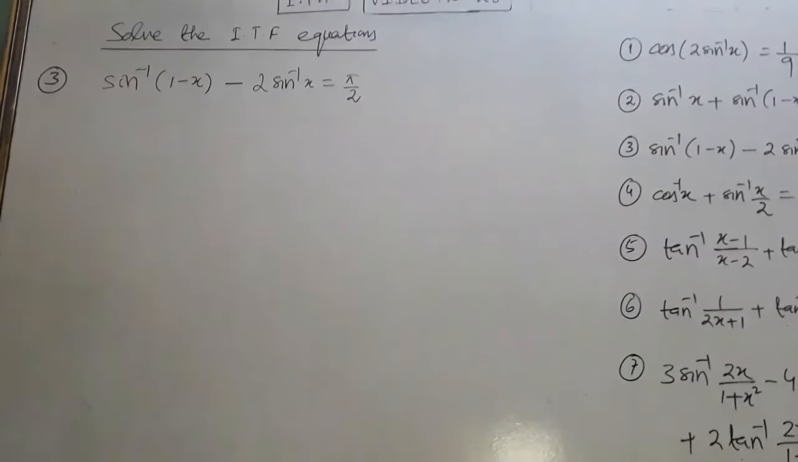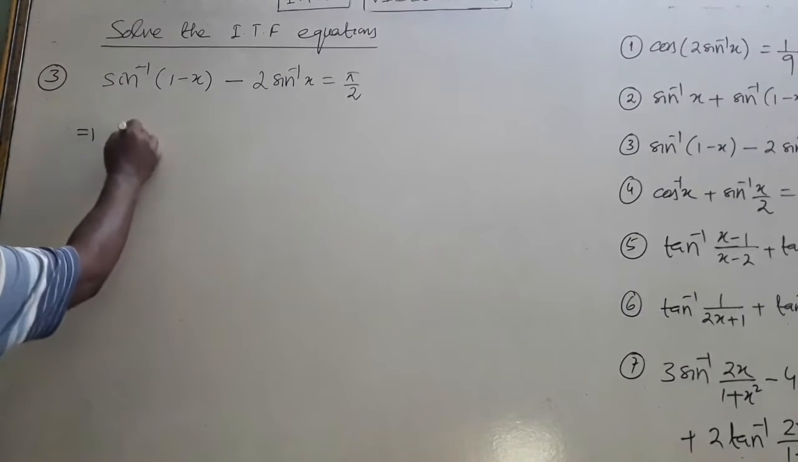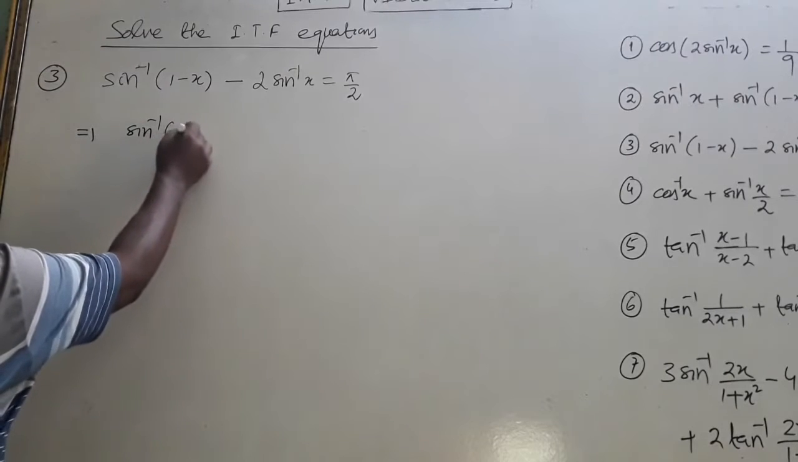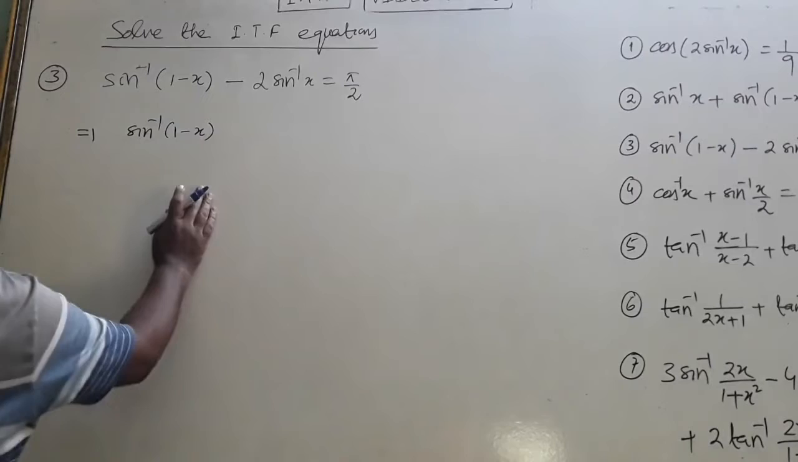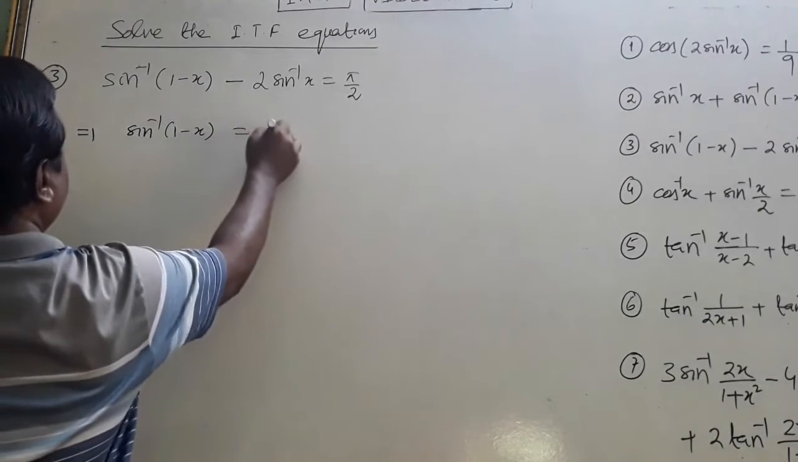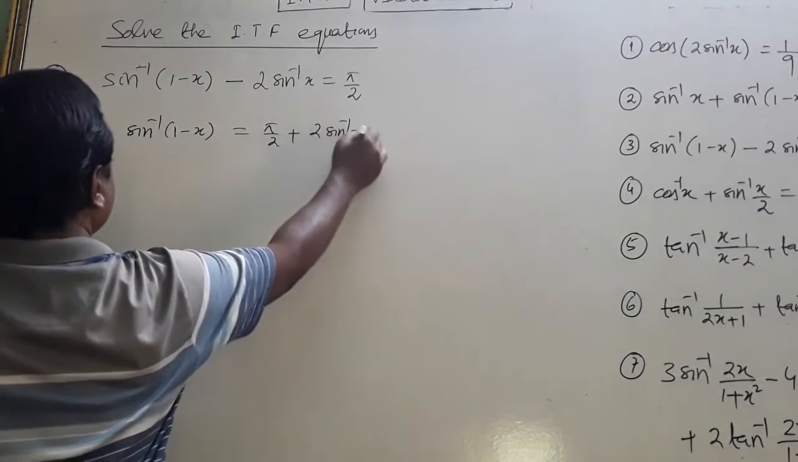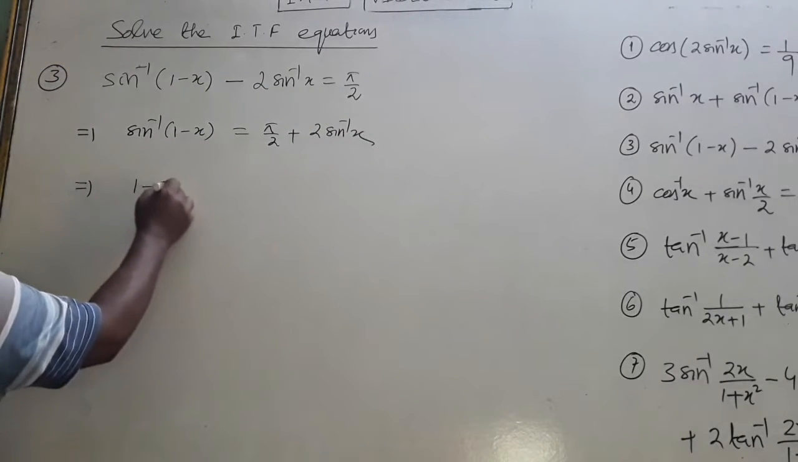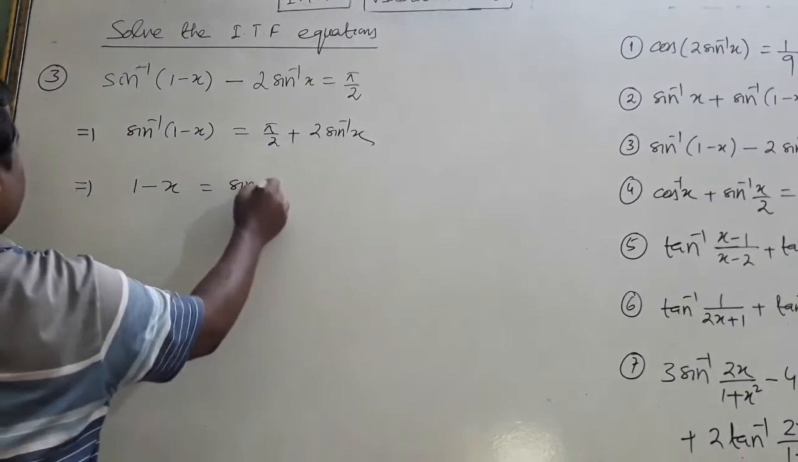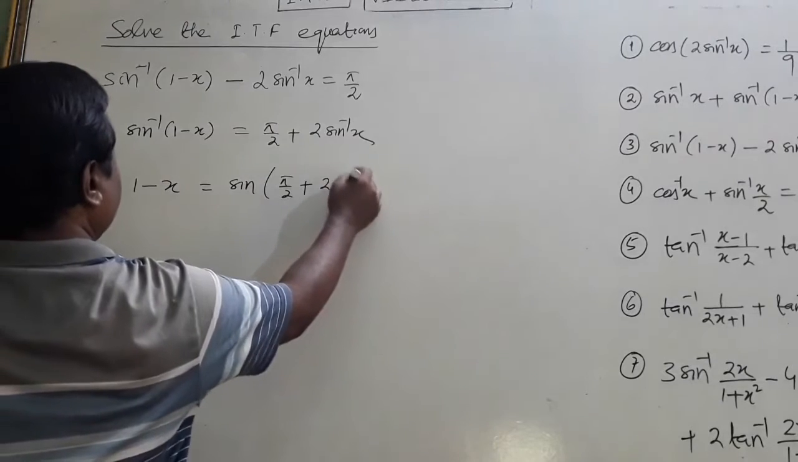Okay. Now for problem number 3, keep sin inverse of 1 minus x. It is not like the previous problem. This is minus, although the result is pi by 2. So take pi by 2 plus 2 sin inverse x. So take sine to both sides. It becomes 1 minus x is equal to sin of pi by 2 plus 2 sin inverse x.